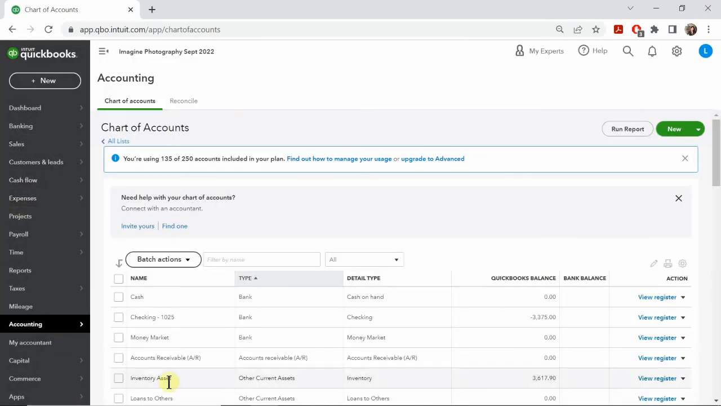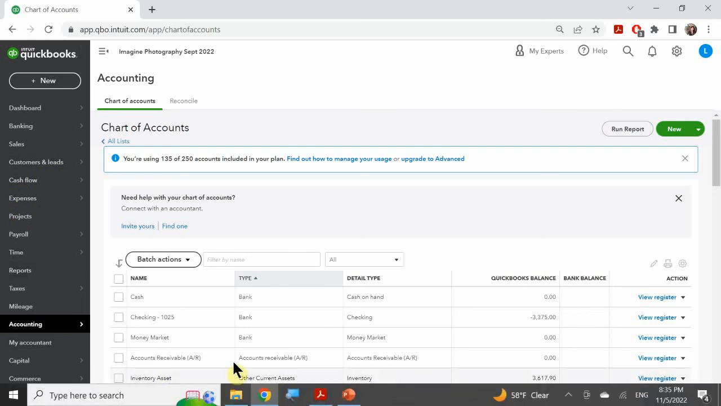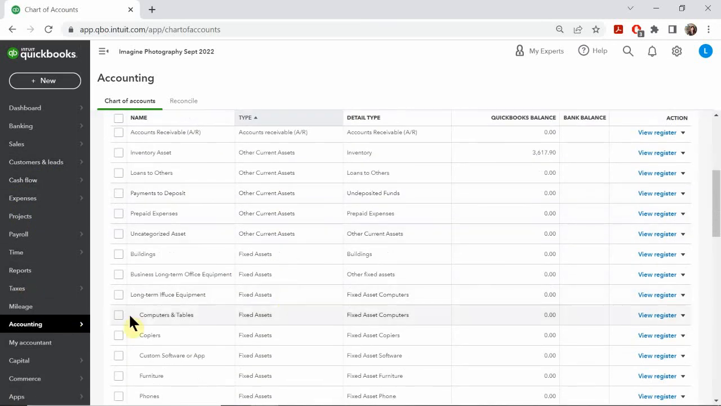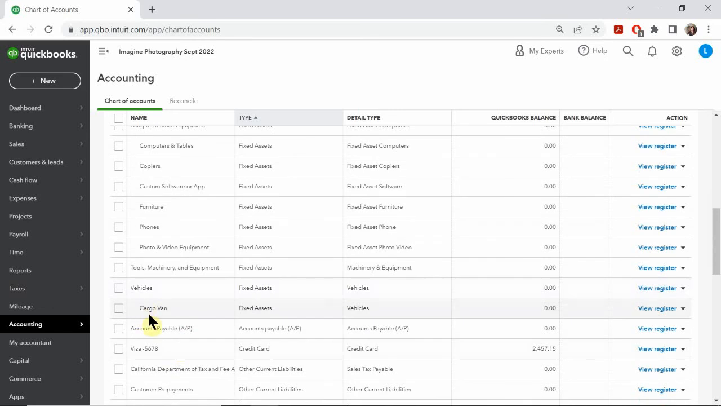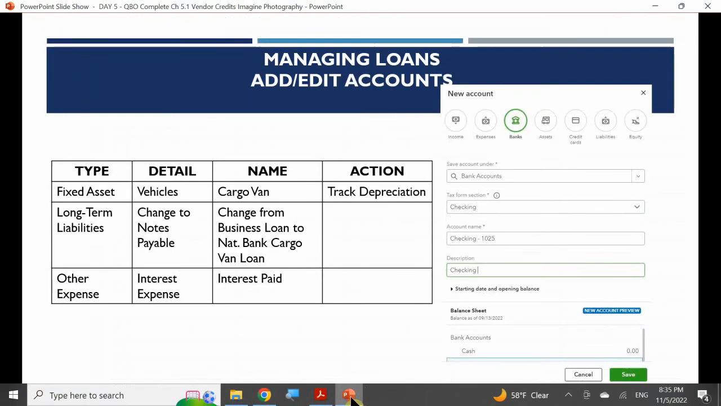So once I look at my fixed assets list one more time, okay, I'm going to notice that I have vehicles, and underneath vehicles, there you go, is my cargo van. So it's under a fixed asset, vehicles, cargo van. Okay, so let's see what my next one here is.